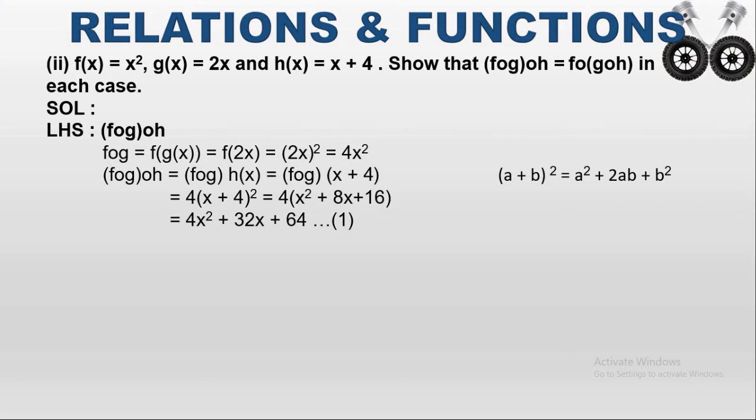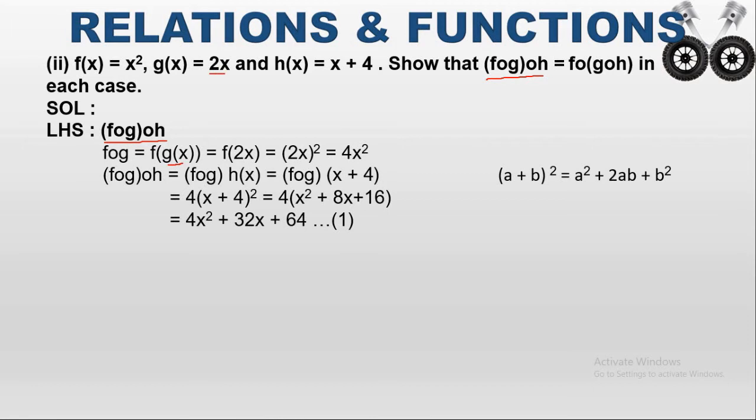So what is the LHS? It is (f composition g) composition h. First we have to find the value inside the bracket. What is inside the bracket? It is f composition g. That can be written as f of g of x. First you have to substitute the value for g of x. The g of x value is 2x.